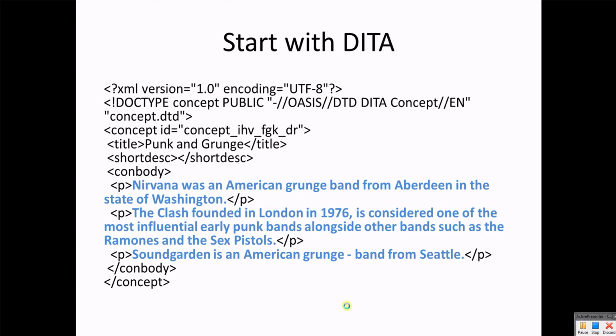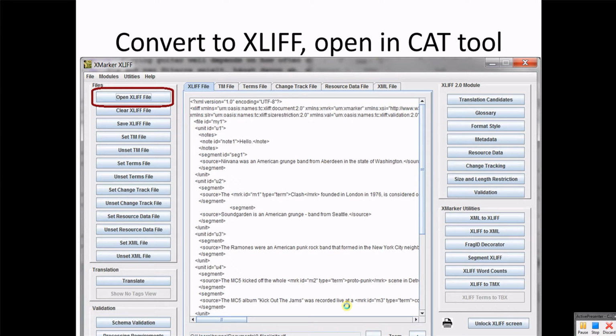Okay, so conceptually, here's how that works. We start with any XML file. In this case, it's a DITA file, and we have a couple of paragraphs there. Nirvana was an American grunge band from Aberdeen in the state of Washington. The Clash, founded in London in 1976, is considered one of the most influential early punk bands alongside other bands such as the Ramones and the Sex Pistols. Soundgarden is an American grunge band from Seattle. So we've got these three paragraphs, and we know that we have translation memory around some of those, a TMX file.